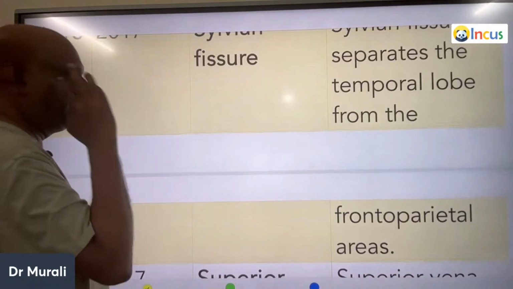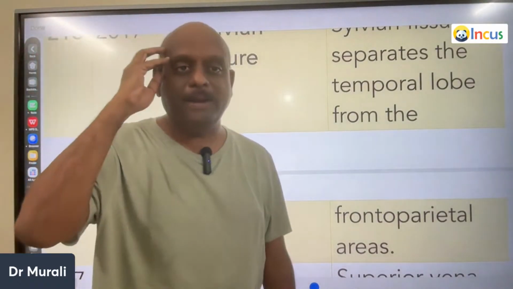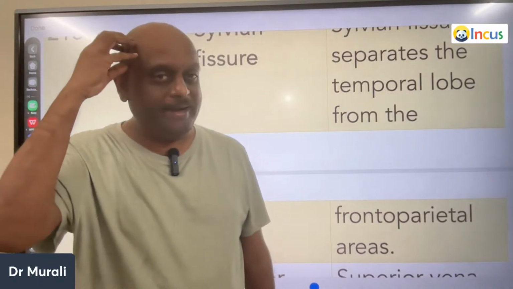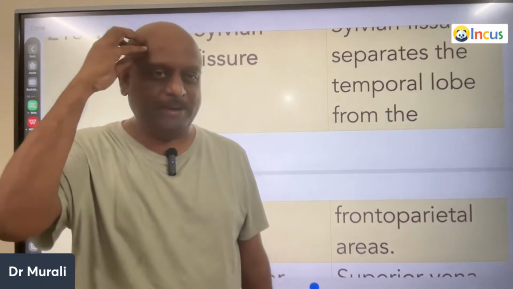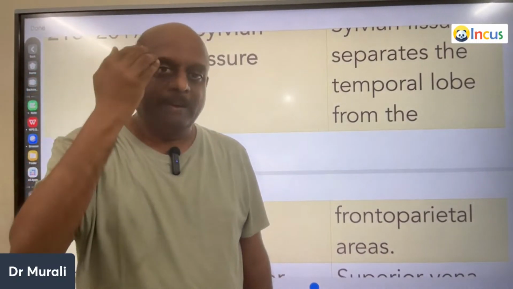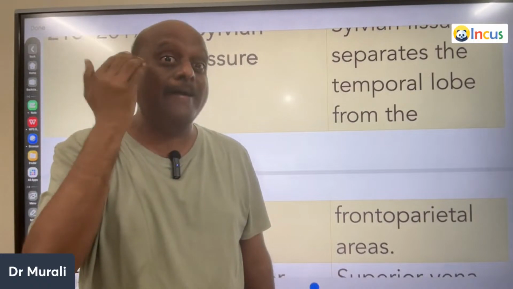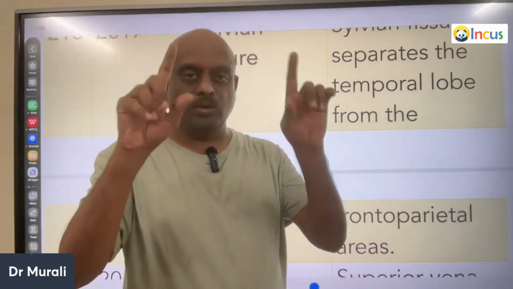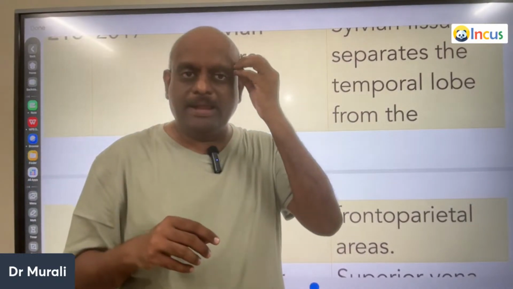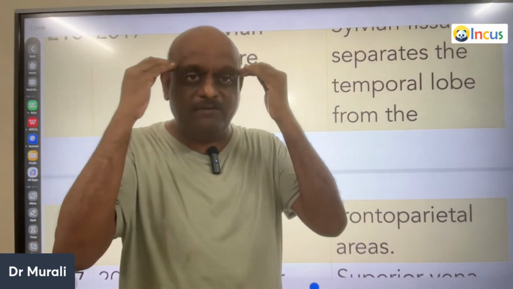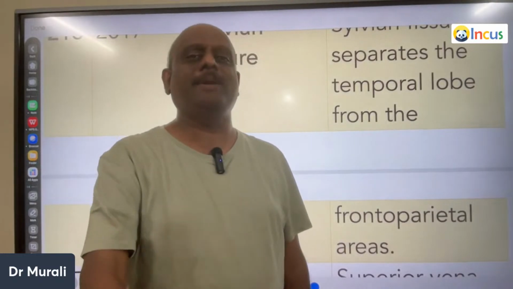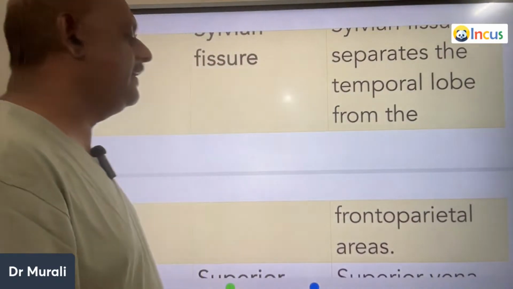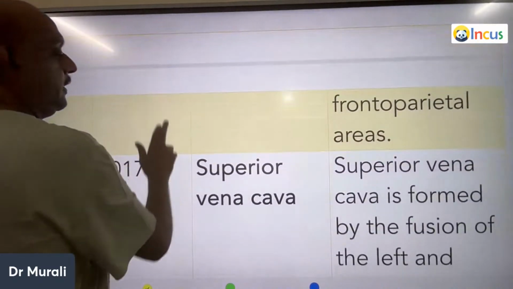So the temporal lobe is separated from the frontoparietal, which is at a little higher level, by what? Sylvian fissure is what you need to remember. Sylvian fissure. So whenever you look at a CT scan, any bleeding stagnating in the Sylvian fissure means it is subarachnoid hemorrhage; a very important imaging finding for diagnosis is what you need to remember.